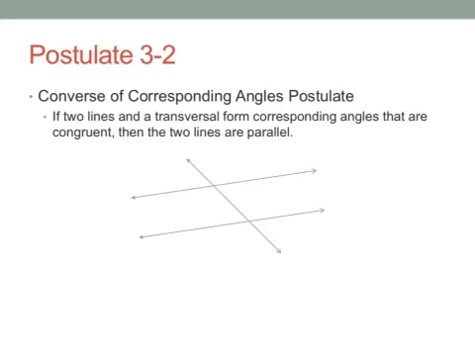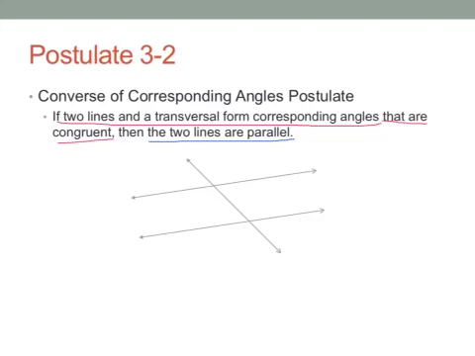So in the first postulate, we're given two parallel lines as our hypothesis, and then our conclusion is that the corresponding angles are congruent. Of course, the converse flips that around, so instead our hypothesis is that if we're given two lines and a transversal that form corresponding angles that are congruent, then the two lines are parallel.